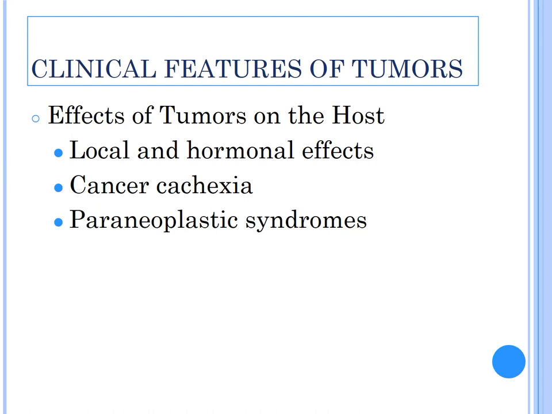See? Now, local effects are the ones that are common, like you have the tumor growing into the lumen of the intestine, and you have intestinal obstruction. You have compression of surrounding tissue, like the pancreatic head may be enlarged with the tumor, and it will be compressing on the bile duct, and you will have jaundice because of obstruction.